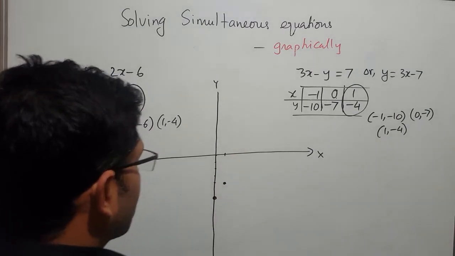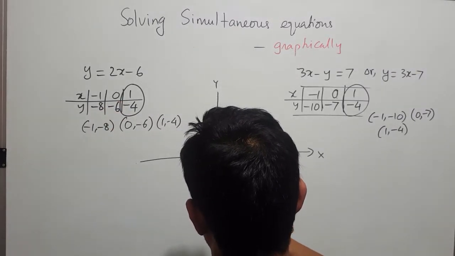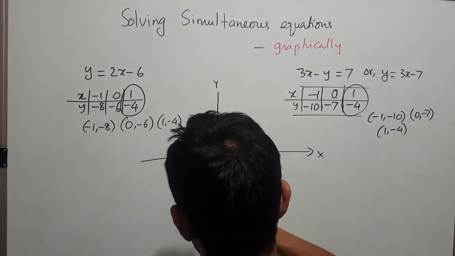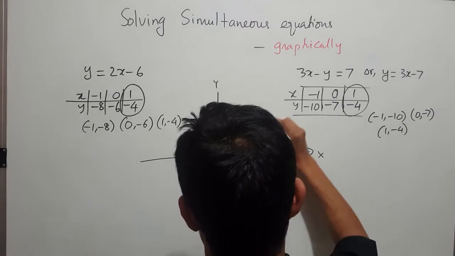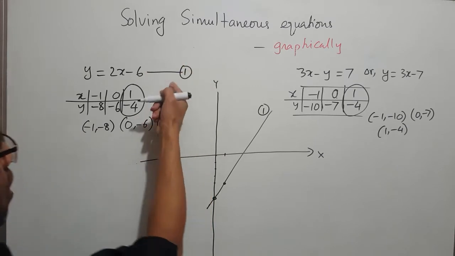1, minus 4. And if I add these two points, even I don't need to draw the third one. I can just use these two points to connect it. And if I add this, and this is just the line of our first equation.